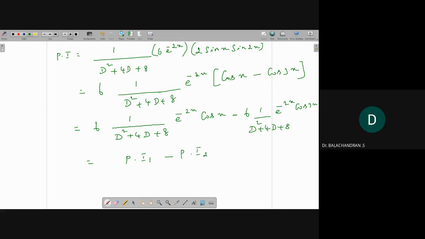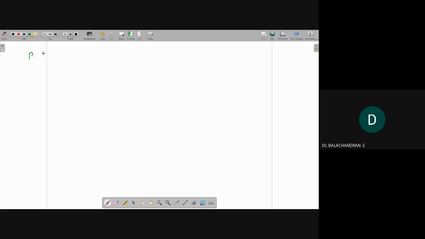So first I'll calculate pi1. So pi1 is 6 into 1 by d square plus 4d plus 8 into e power minus 2x into cos x. So Ajit, please tell what we will do next. We should replace d by what?